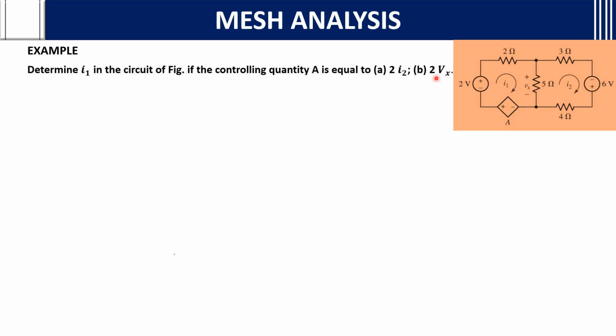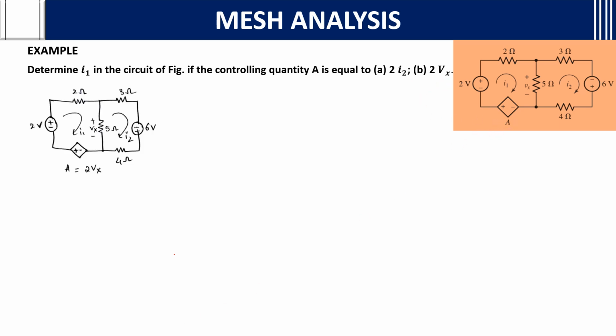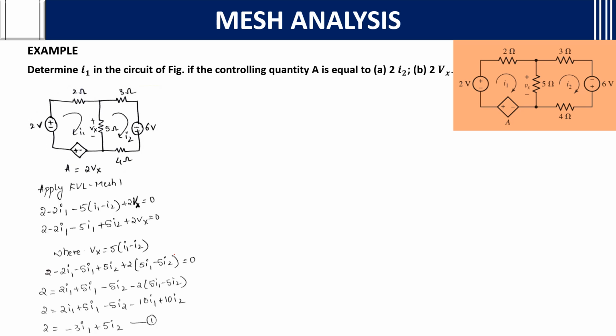Here we need to find 2Vx. We have already solved for 2I2. We'll put 2Vx in this A place and we'll find. Consider A equals 2Vx. Apply KVL to mesh 1.